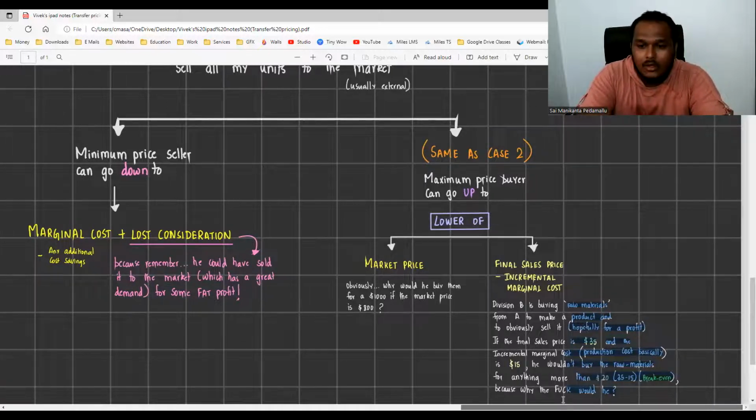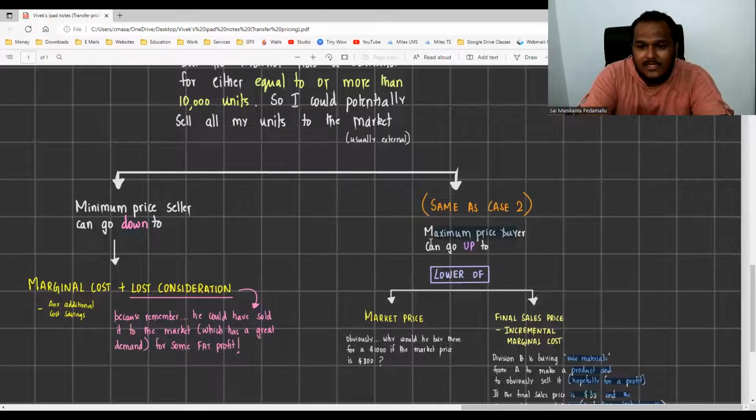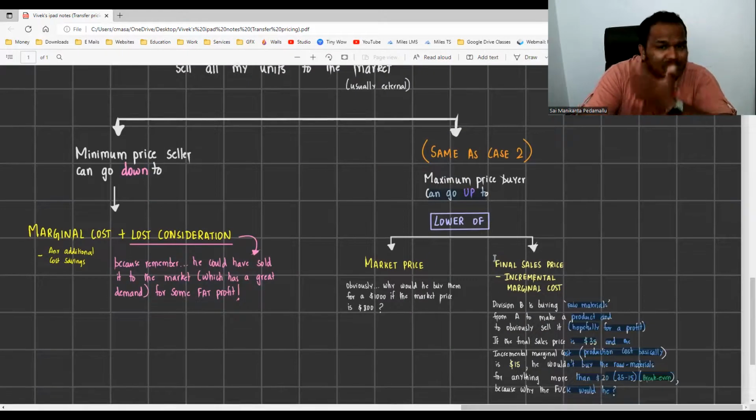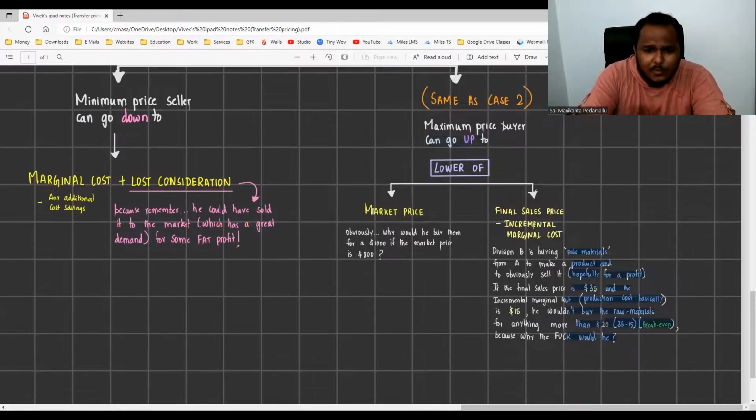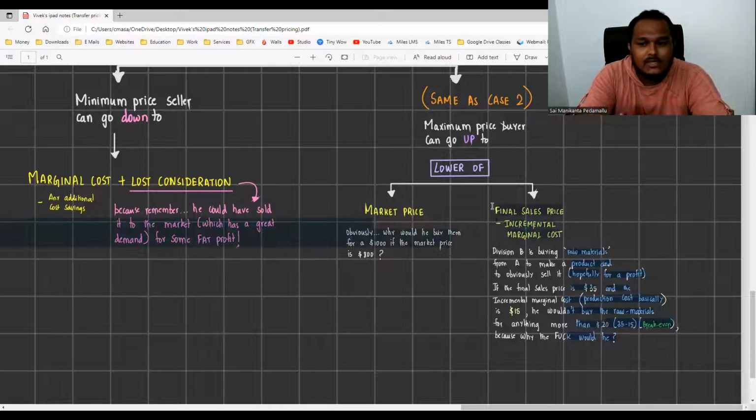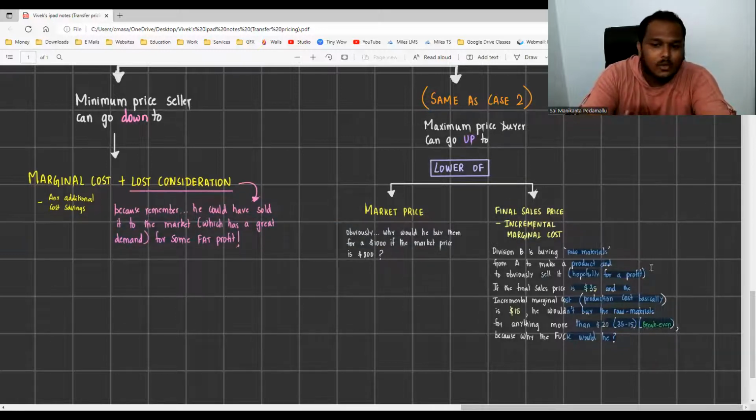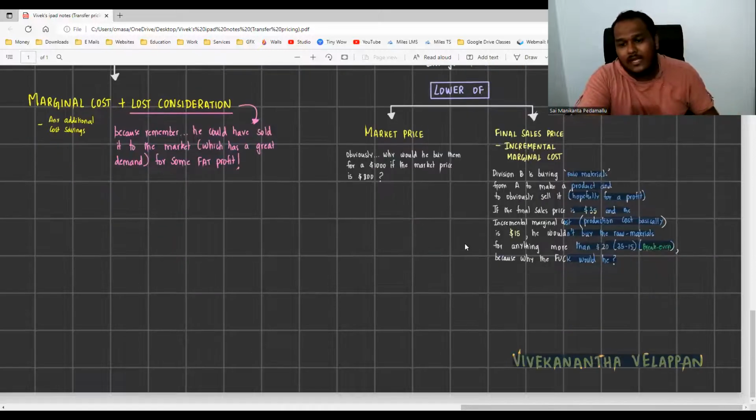And the maximum price the buyer can go up to is again the same thing, sir. There is no change in that. Either he'll be ready to pay you market price, or he'll be ready to pay you whatever he's selling it for minus whatever additional cost he's incurring. That's the case where he breaks even. He doesn't want to run into a loss, so he would not be interested in paying anything more than that.